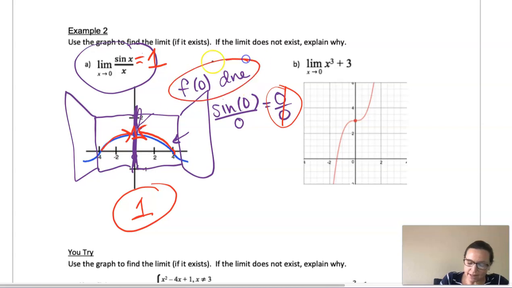Even though there is no value of the function at 0, the limit still exists because the left-hand side and the right-hand side of this function are both approaching the y value of 1.